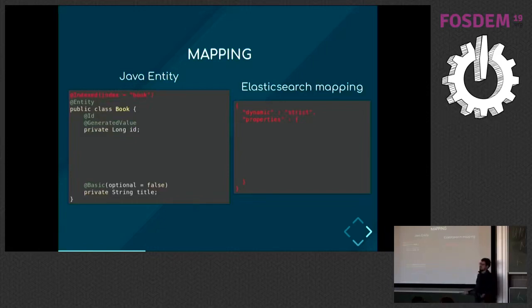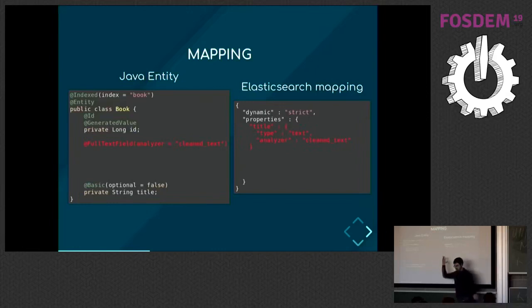If you only add that, though, well, the document will be empty because we don't know what to put in the document yet. So you add other annotations. Here we have a title field. We say that this title field is a full text field analyzed with the clean text analyzer. And automatically, Hibernate Search is able to translate that into an Elasticsearch mapping where you have this.